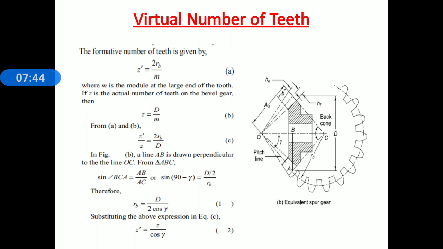We consider equation A and substitute it in equation C. After substituting the value of RB and after simplification, we get Z dash is equal to Z divided by cos gamma. That is equation 2, and equation 2 is for the virtual number of teeth on a bevel gear. This is about the virtual number of teeth in case of a bevel gear.